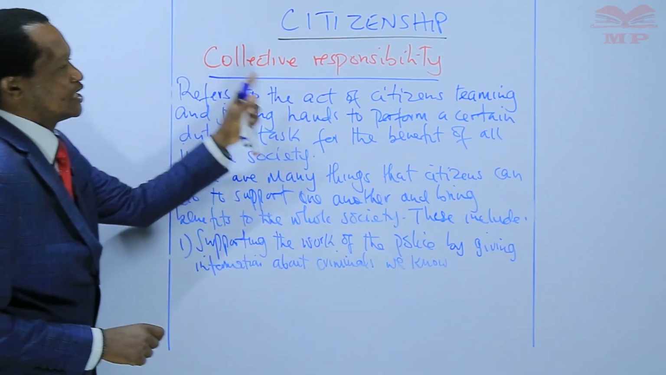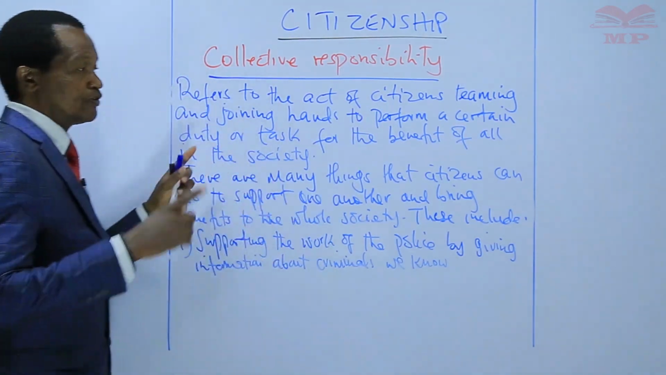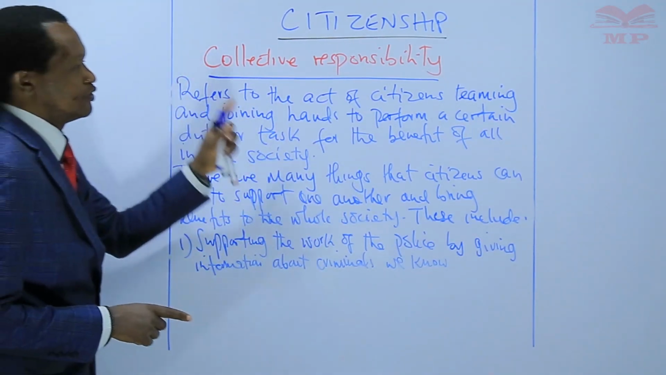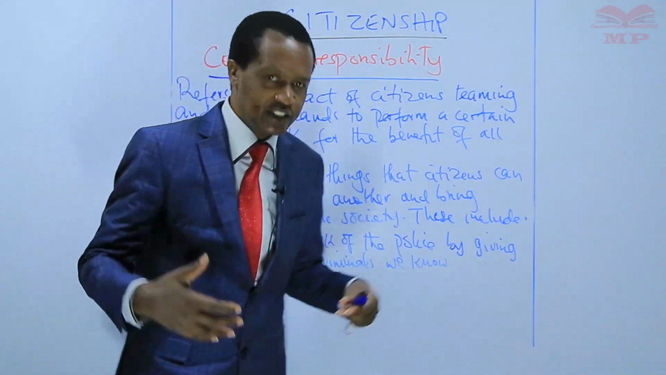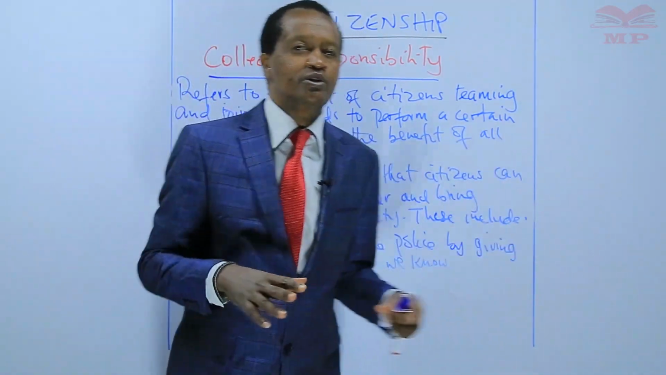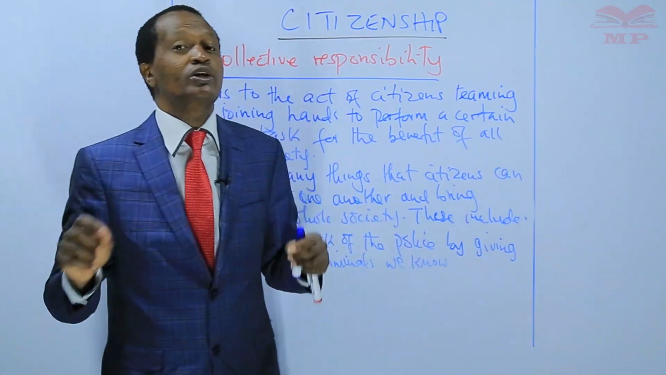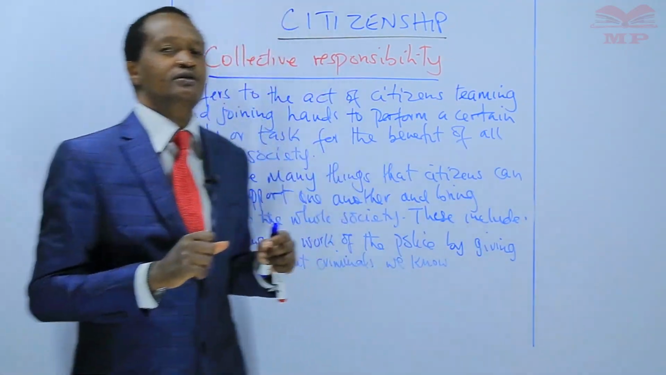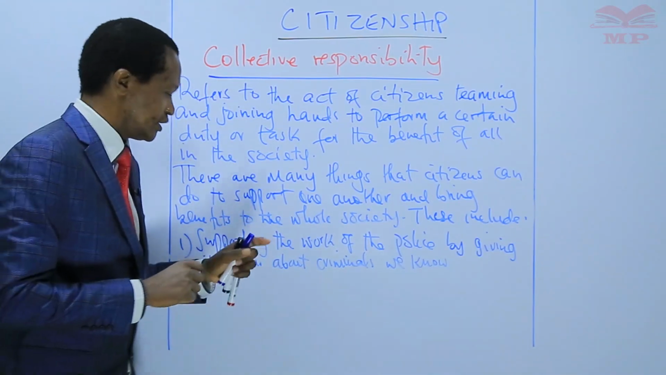It refers to the act of citizens teaming up and joining hands to perform certain duties for the benefit of the whole society. You may not benefit as a person, but the community benefits, because the people whom the criminal could have killed will not be killed. So that is one way.